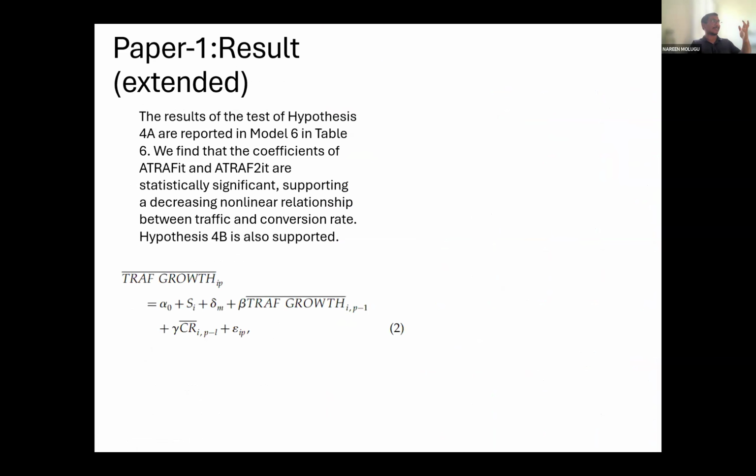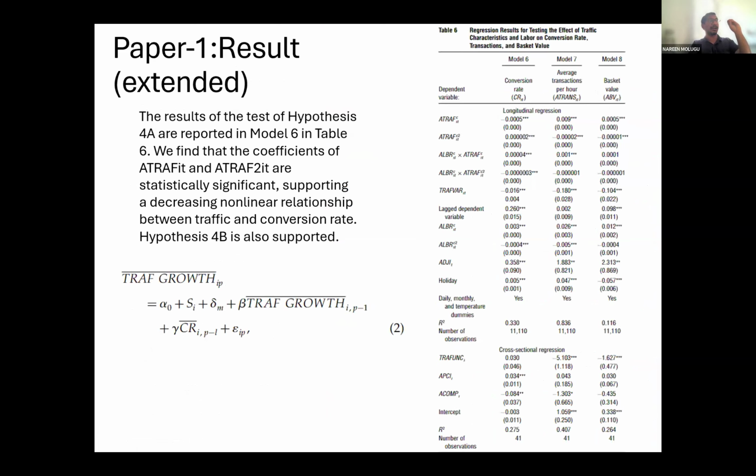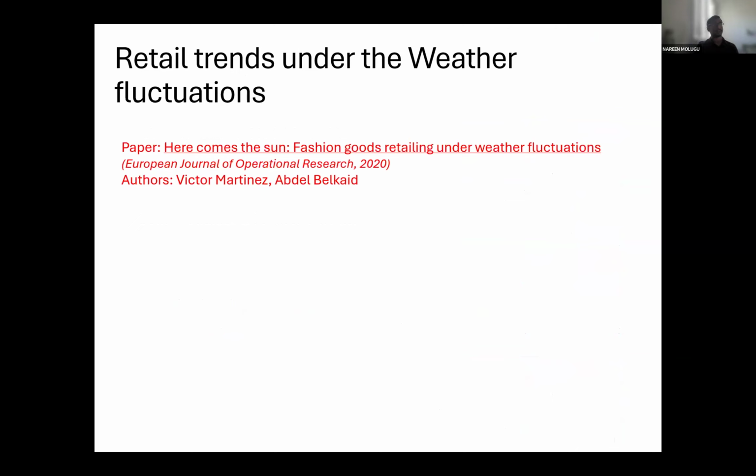And now they have one more result, which is that they changed the dependent variable. Instead of just the sales, now they have conversion rate as model 6 and model 7 as average transactions per hour. And then 8 is the basket value, average basket value. And then they have similar results. It is the same thing. They apply linear regression and they try to interpret the coefficients. And now my colleague will discuss the other paper in detail.